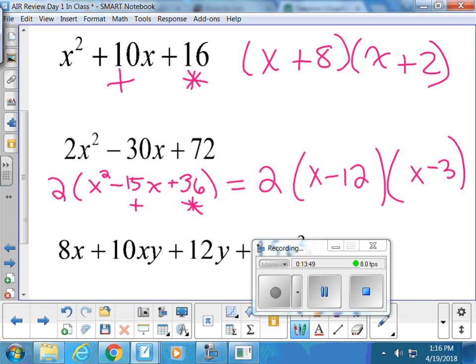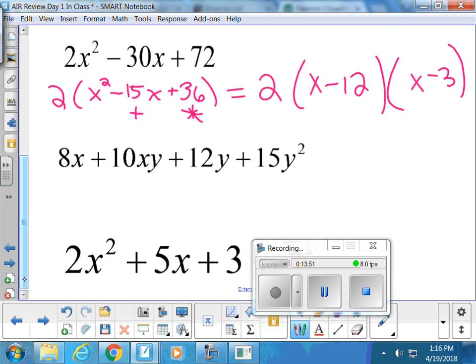This next one's my favorite method, grouping. We have 4 terms, and we would always do this with colors. We have a pink group, and we have a green group. So we're going to do common monomial factoring out of our pink group. What do our 2 pink guys have in common? Yeah? 2x. A 2x, perfect. So let's pull this 2x out. That would leave me with 4 plus 5y.